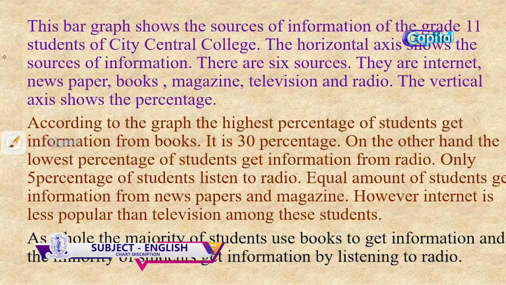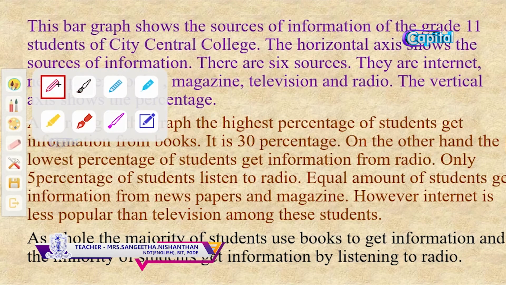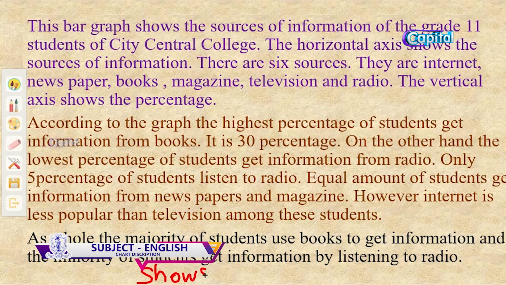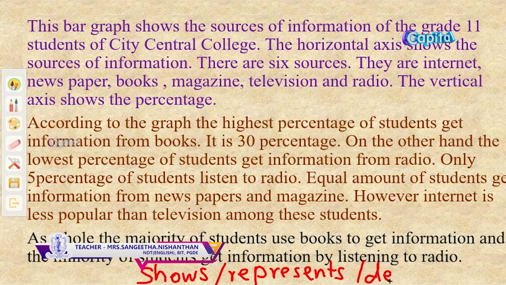This bar graph shows the sources of information of the grade 11 students of City Central College. The horizontal axis shows the sources of information. There are 6 sources. So first, the title is given in the introduction, and then the horizontal axis, what it represents. We can use verbs such as shows or represents or depicts. These are the words that can be used here. Depicts the sources of information.